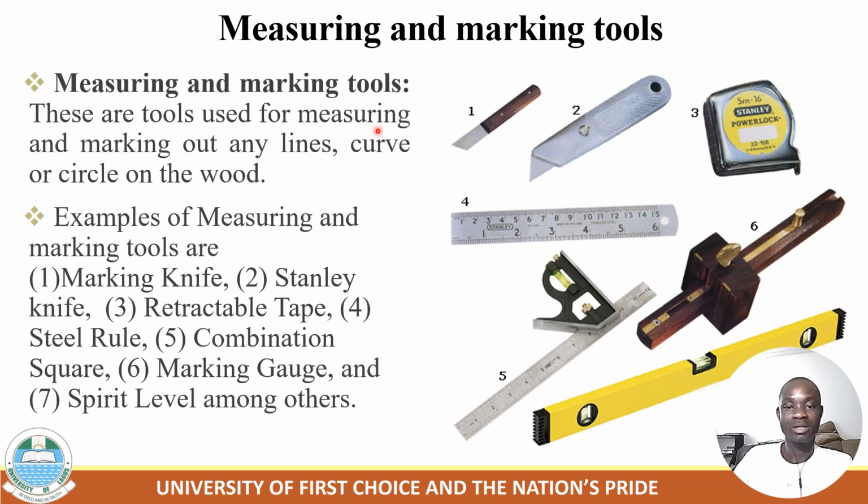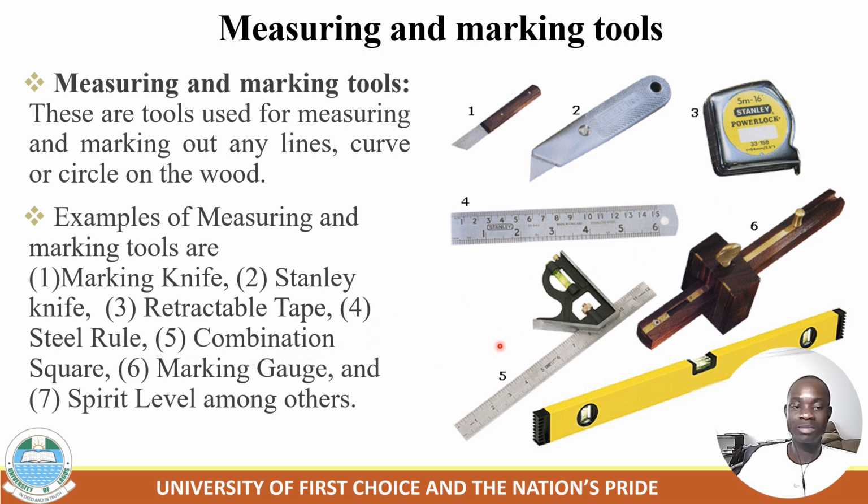This is measuring and marking out tools. Marking and measuring tools are used for measuring and marking out any lines, curves, or circles on the wood. Example: number 1, a marking knife, this is a marking knife, we have Stanley knife. Number 2, number 3, retractable tape. Number 4, steel rule, as we have in metalworking. And 5, we have combination square.